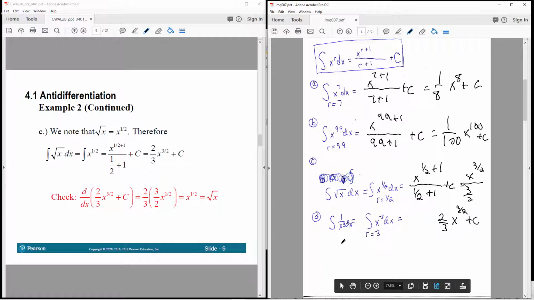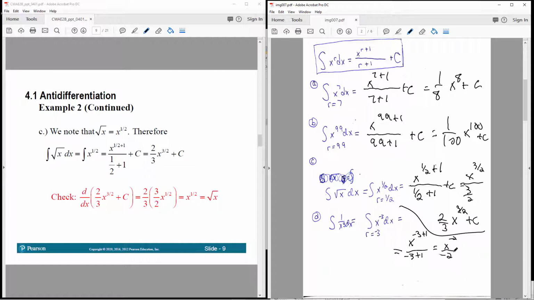This last one on the bottom here. Okay, so I get to that point. I have x to the -3. That's going to be equal to x to the -3 plus 1 over -3 plus 1. This would be x to the what? -2 over -2.